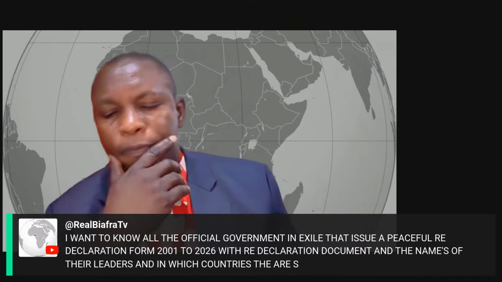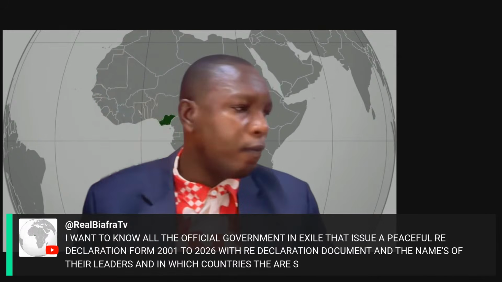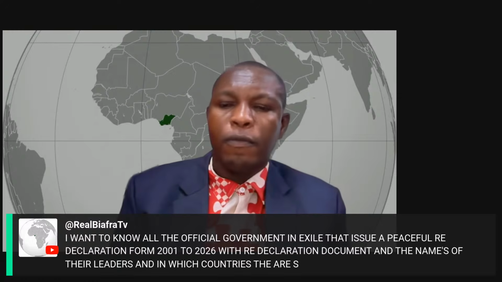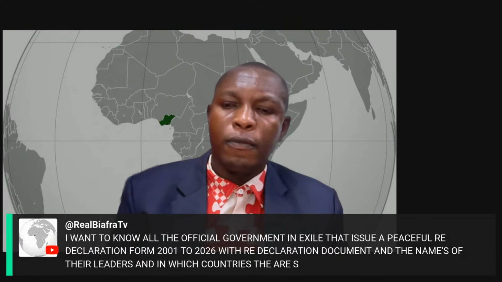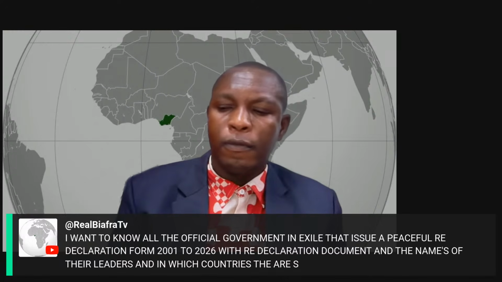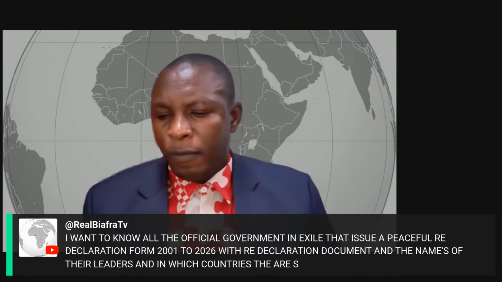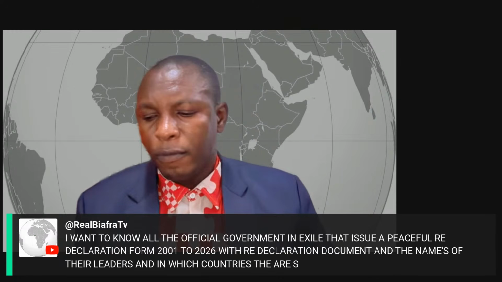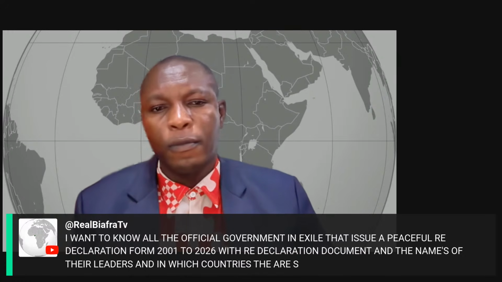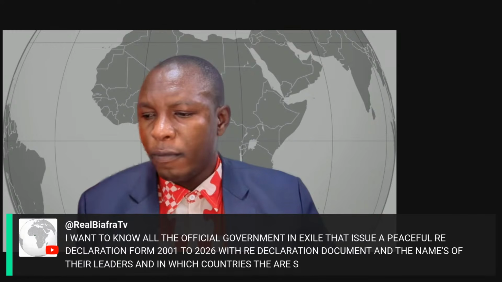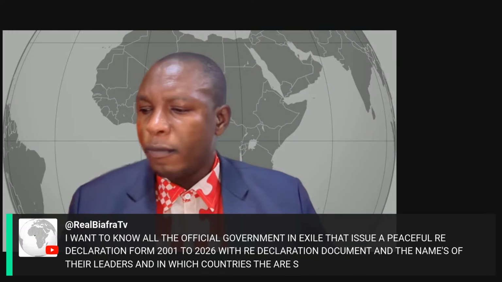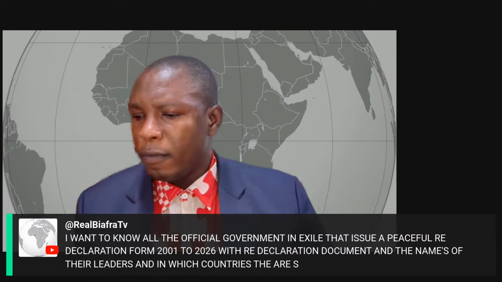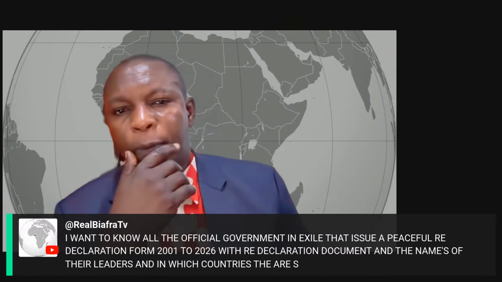In the 21st century, the most prominent and recent example of a government in exile issuing a peaceful redeclaration of a lost country is the United States of Biafra, USB. This movement represents a modern application of the legal principles of restoration and state continuity, moving away from the 1967 model of unilateral secession and toward a 2024 model of peaceful administrative reclamation. The latest official case, United States of Biafra, USB. The transition from a movement to a formal government in exile culminated in late 2024 with a series of structured peaceful legal actions.